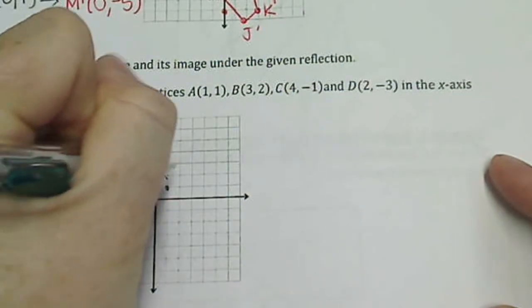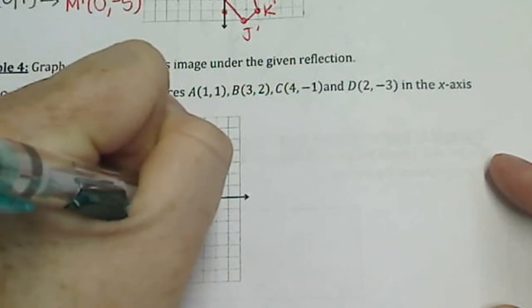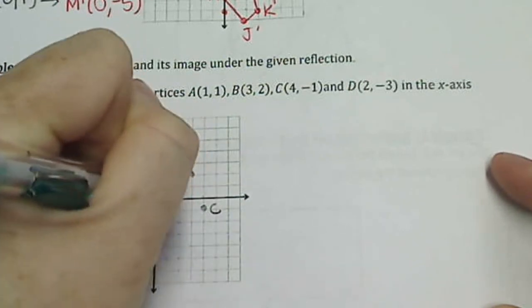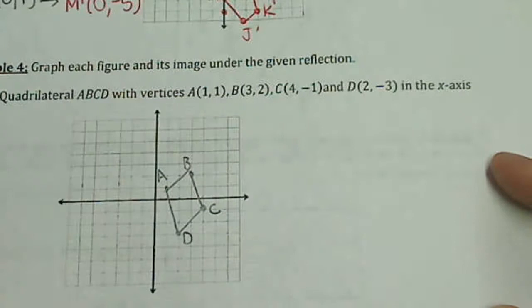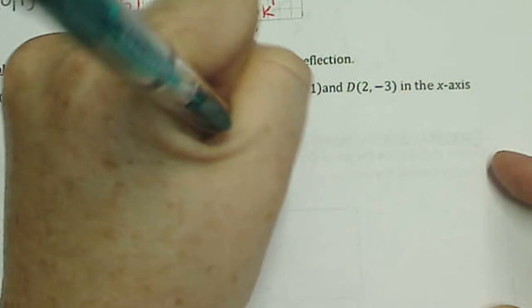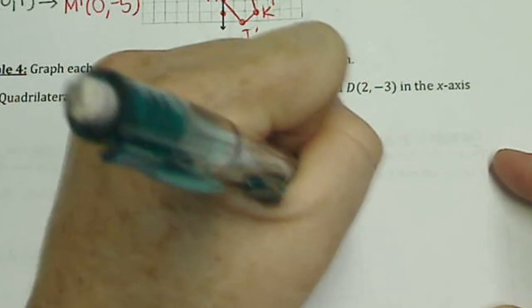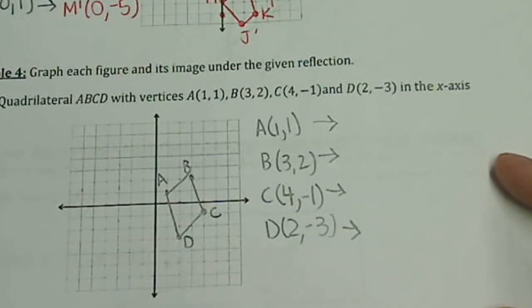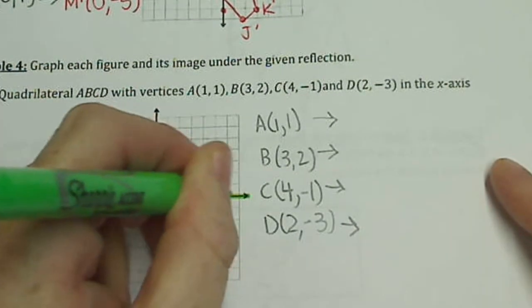A is 1, 1. B is 3, 2. C is 4, -1. And D is 2, -3. Okay, again, we're going to come over to the side and write our points down. So that way we can write down what happened to them. Alright, this time we're reflecting it in the x-axis. So the x-axis is this line right here.